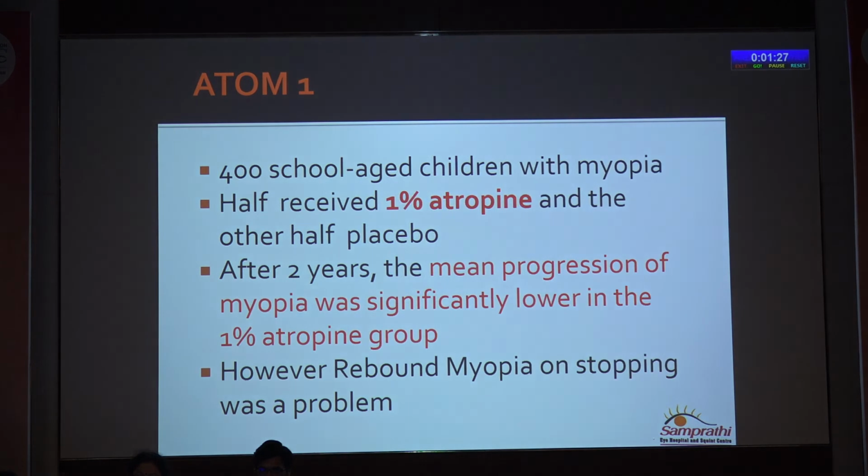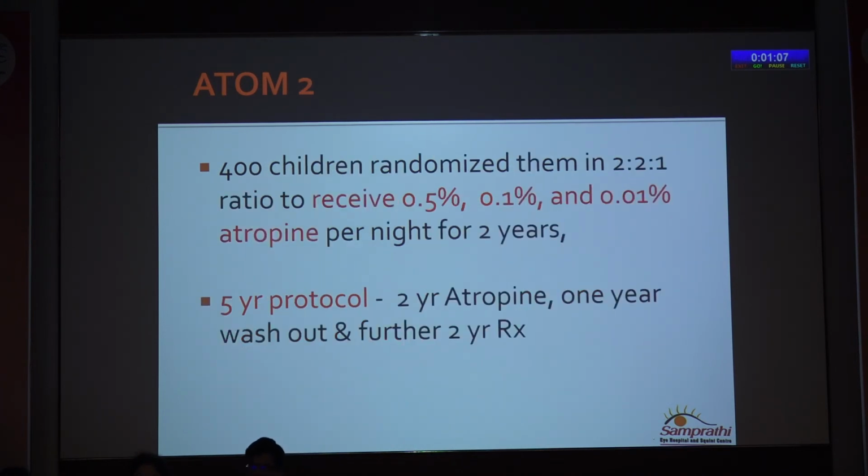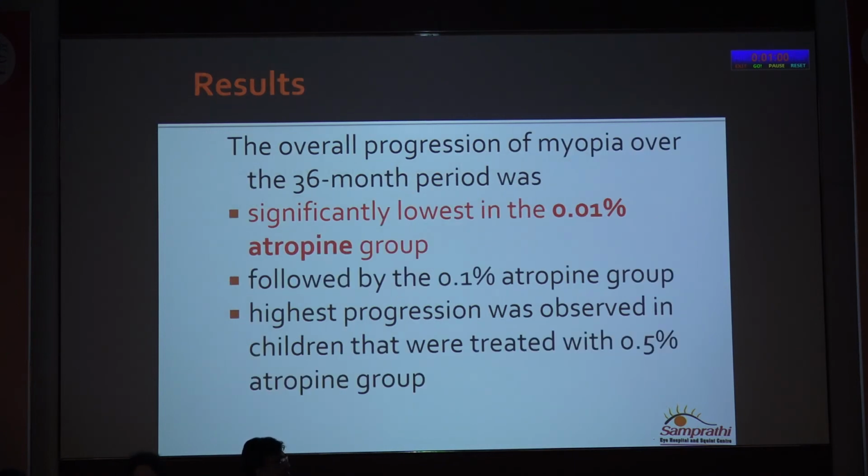This was a very big study done at the Singapore National Eye Center, the ATOM1 and ATOM2 studies. The ATOM1 study used 1% atropine, and however this was affected with a lot of problems because of the pupillary dilation, photophobia, and difficulty in near vision. Not only that, the rebound myopia was higher on stopping the treatment. Whereas the ATOM2 study used 0.5%, 0.1% and 0.01% atropine for treatment. In this study, they found the 0.01% works the best.